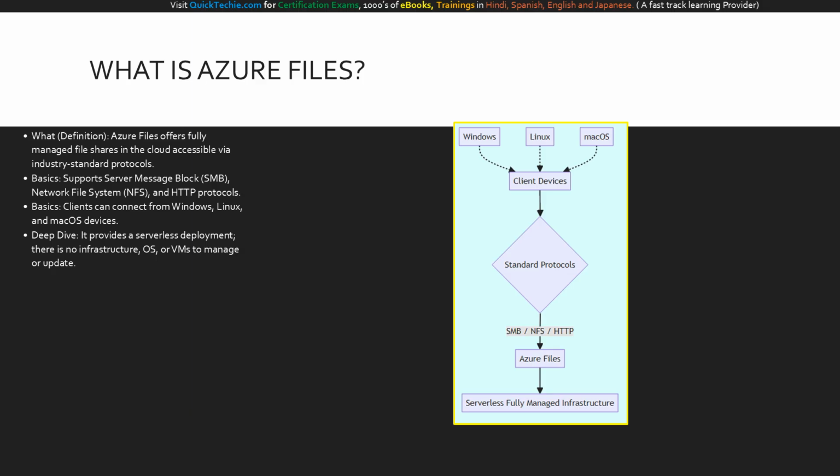At the top, we have our client devices, which include Windows, Linux, and macOS platforms. These devices communicate downwards through the standard protocols node, utilizing SMB, NFS, or HTTP. This traffic flows directly into the Azure Files service. The most important part of this diagram is the bottom node, serverless, fully managed infrastructure. This highlights that there are no intermediate servers or virtual machines that you must manage between your clients and your data. Azure Files provides a seamless, direct connection to your cloud-based file shares.